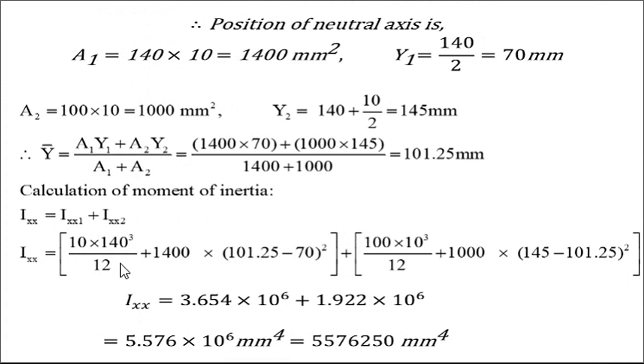For this we have the formula to determine the moment of inertia. It is bd cube by 12 plus A h square. By the parallel axis theorem, you know that this is bd cube by 12 for the web, where b is the breadth, or we can say the thickness, and d is the depth, 140, plus the area we found for the web, times h square.